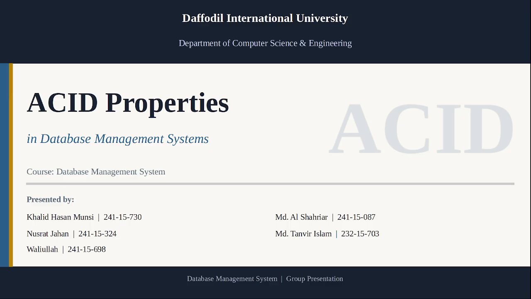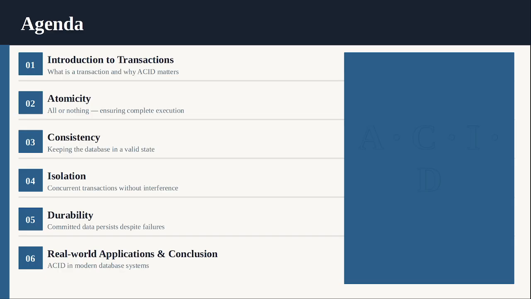Today we are going to present our topic on ACID properties in database management systems, a fundamental concept in ensuring reliable and secure data transactions. This presentation is part of our database management system course at Daffodil International University. Now let's begin with an overview of what we will cover today.